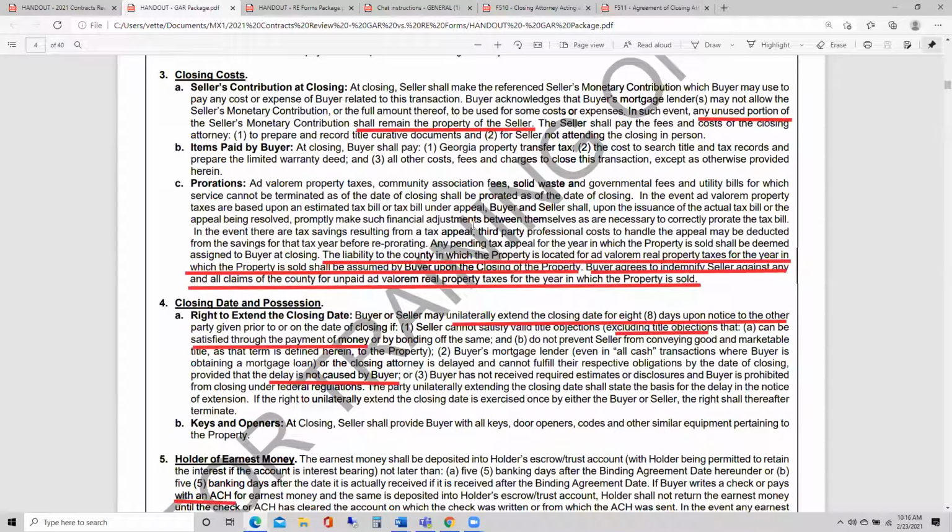Brand new for 2021, it says in the GAR contract, the liability to the county in which the property is located for ad valorem real property taxes for the year in which the property is sold shall be assumed by the buyer as soon as you close. Buyer agrees to indemnify the seller against any and all claims of the county for unpaid ad valorem property taxes in the year in which the property is sold.